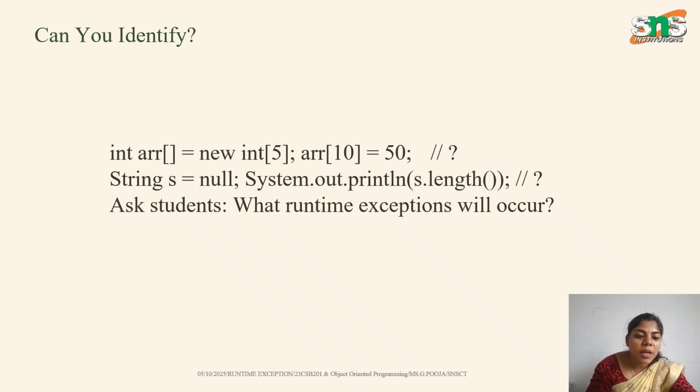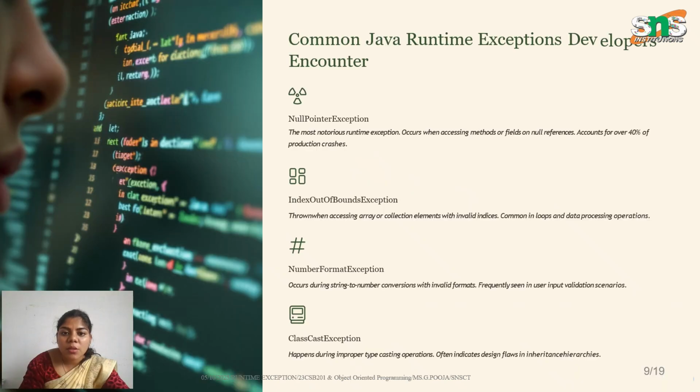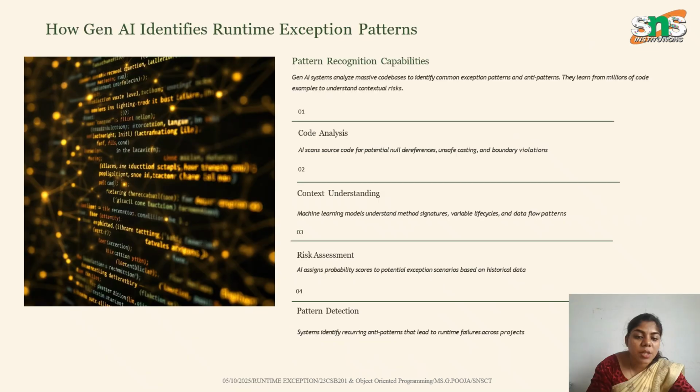So some of the common runtime exceptions. NullPointerException is the most frequent one, occurring when trying to use a null object reference. IndexOutOfBoundsException is thrown when accessing an invalid index in an array or list. NumberFormatException occurs when converting an invalid string into a number. ClassCastException is thrown when attempting to cast an object into an incompatible type. So these are everyday coding issues, but the good news is AI tools can now help detect and prevent them. These are the common Java runtime exceptions developers encounter.